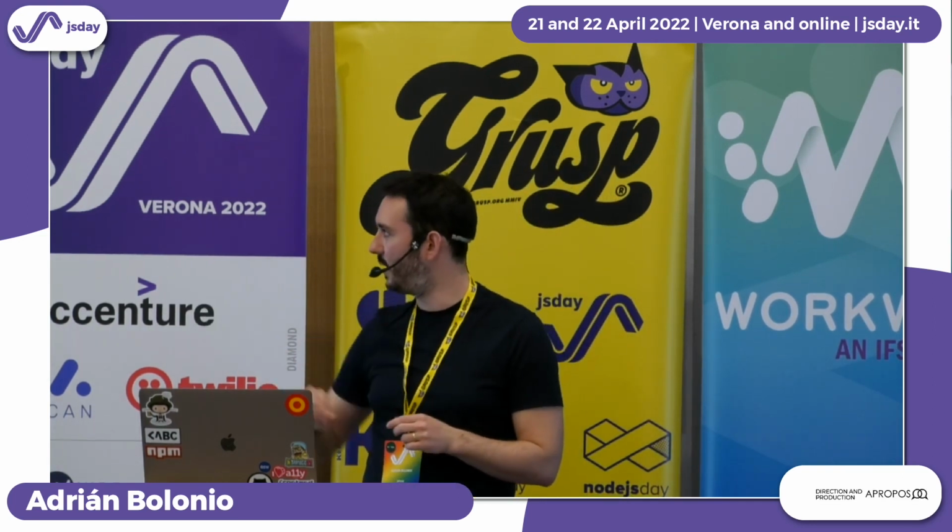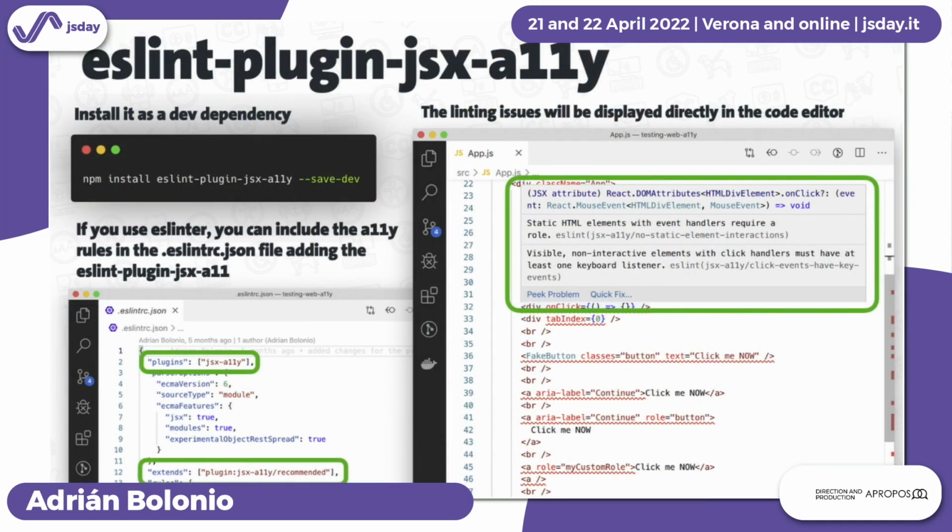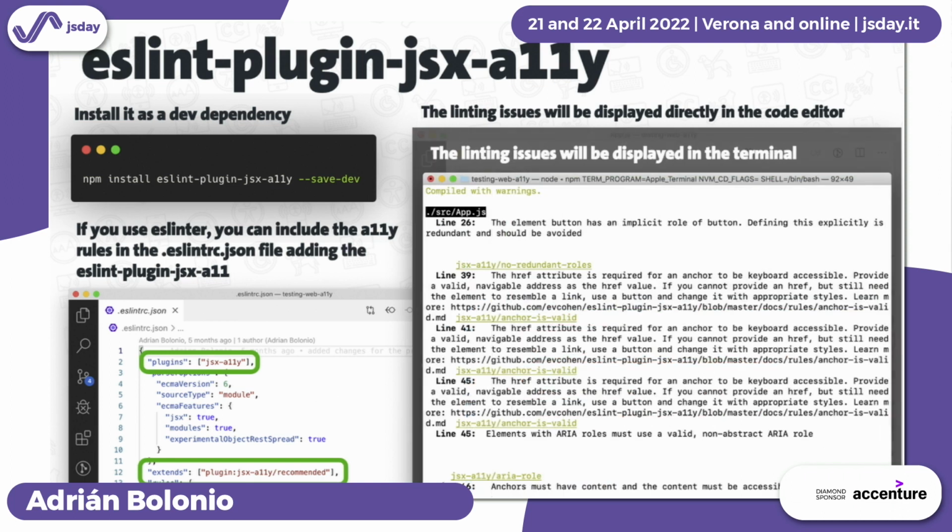You can see this red wavy underline, and you can hover with your mouse and see the mistake. You can see those in the terminal as well when you run your application. So whatever is more comfortable for you.